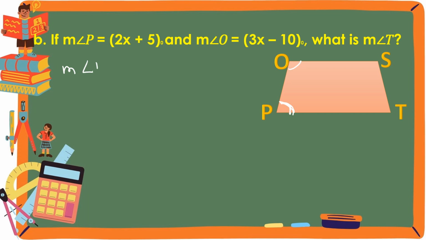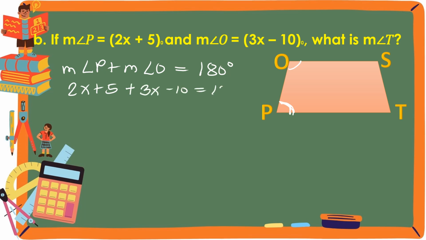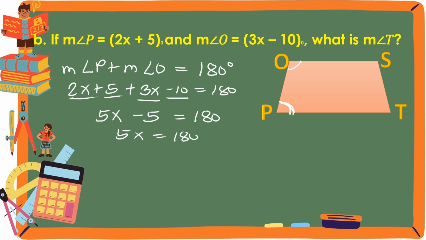So, yung measurement ni angle P plus yung measurement ni angle O is equal to 180 degrees. Si angle P ay 2x plus 5. Si angle O ay 3x minus 10. So, solve lang natin. 2x plus 3x, 5x. 5 minus 10, that's negative 5, equals 180. So, we're going to have 5x equals 180 plus 5.